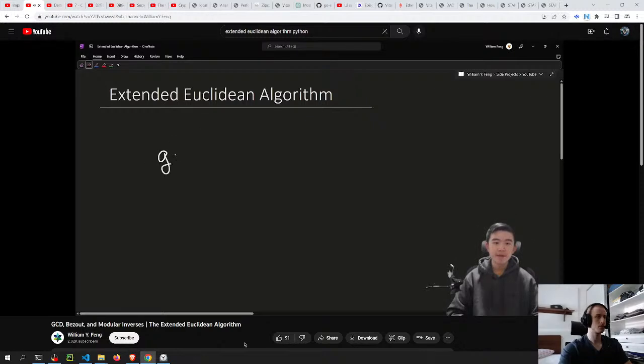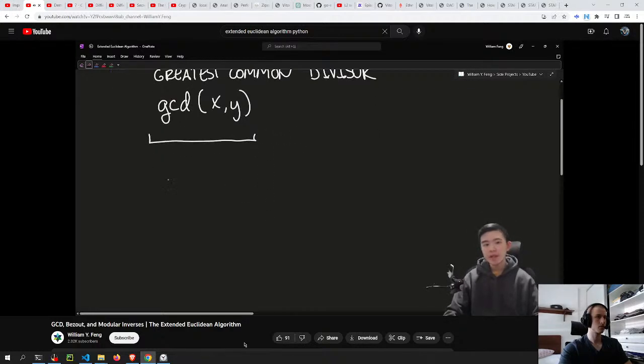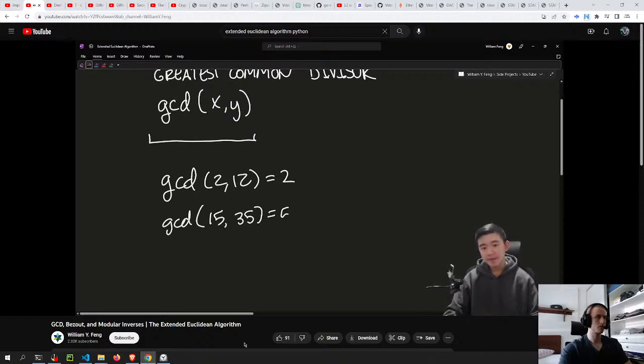GCD. This is the only bit of stuff we'll need to know prior to the video. So GCD of x and y is the greatest common divisor function. What it represents is the greatest integer that divides both x and y. For instance, GCD of 2 and 12 equals 2. GCD of 15 and 35 equals 5. GCD of 12 and 30 equals 6, and so on.